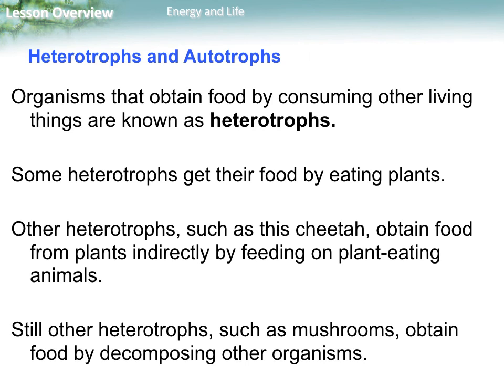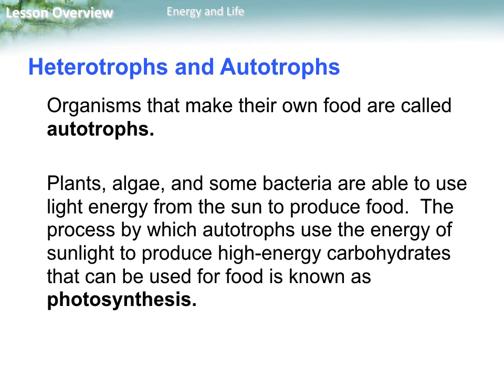They don't make it. Some heterotrophs get their food by eating plants, by eating whatever. But the thing is that they're not making their own food. Unlike autotrophs, autotrophs make their own food, meaning which is the whole word auto. They're on their own. Trophs, food, or feeding. So plants, algae, and some bacteria are able to use light energy from the sun to produce food. The process by which autotrophs use the energy of the sunlight to produce high energy carbohydrates that can be used for food is known as photosynthesis.